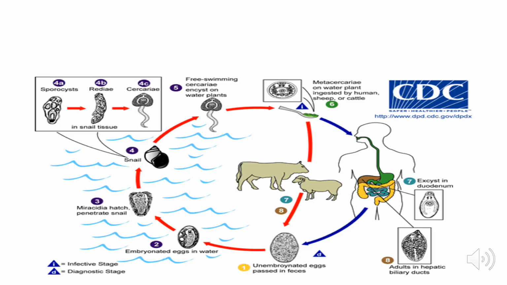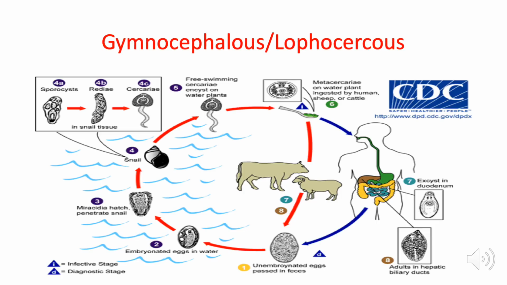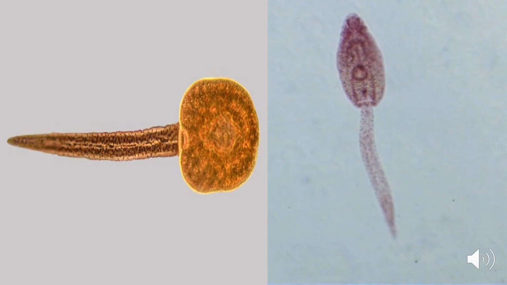This is the life cycle of Fasciola hepatica. Please take a look at its cercaria. Classify it based on its morphology. Yes, you're correct. It is a Lophocercous or a Gymnocephalous cercaria. These are pictures of Gymnocephalous or Lophocercous cercaria. As you can see, they have long tails.